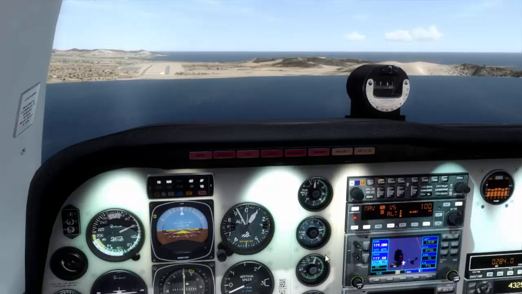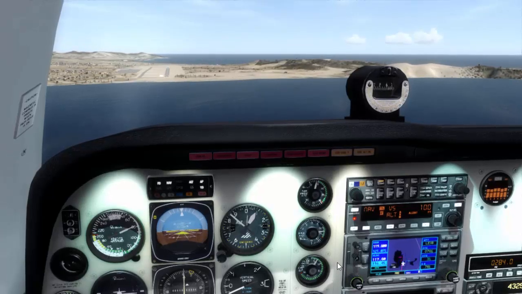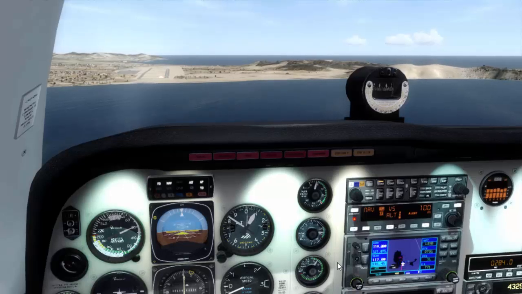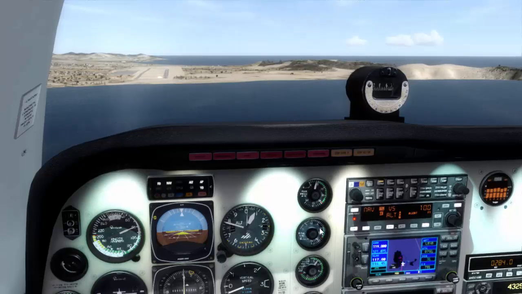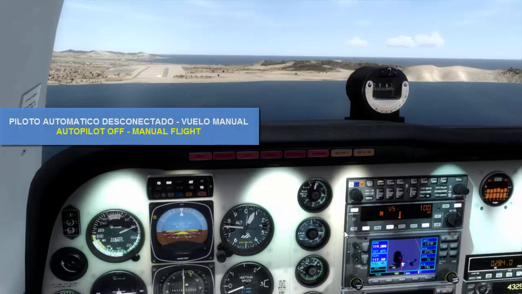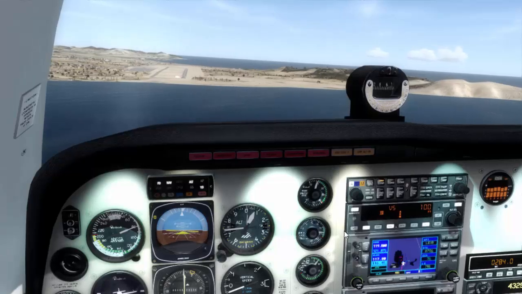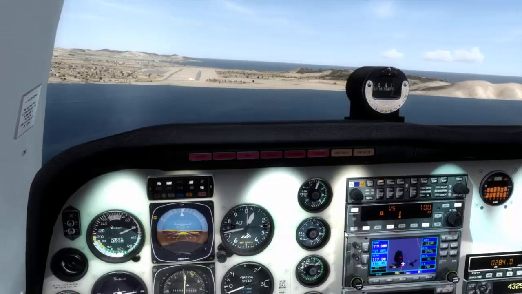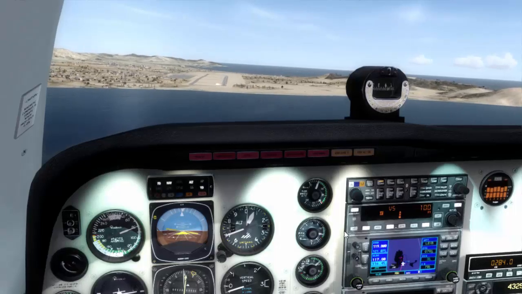Well, we have the runway in front of us, but when we reach the MAP, we will decide if we continue or not, okay? We see the runway because we have a very beautiful day, so we will continue for sure. But remember that we will disconnect the autopilot right now because we have to finish this approach in manual mode. So we are landing the aircraft right now in manual mode.